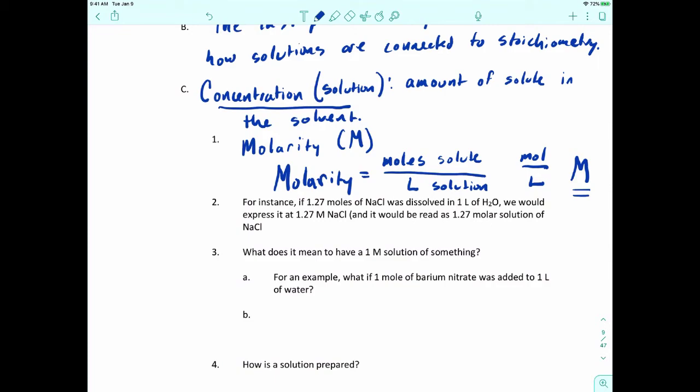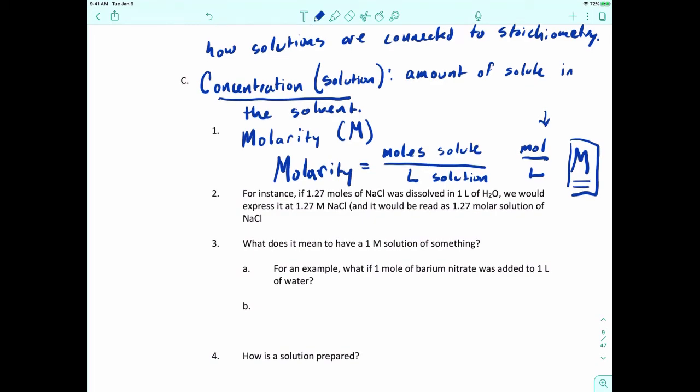This M has to be capitalized. If it's lowercase, that indicates a completely different concentration system called molality. So if we're talking about molarity, which is the one that's most commonly used, you must use a capital M. Or, to be clear, just use moles per liter, and you're good.